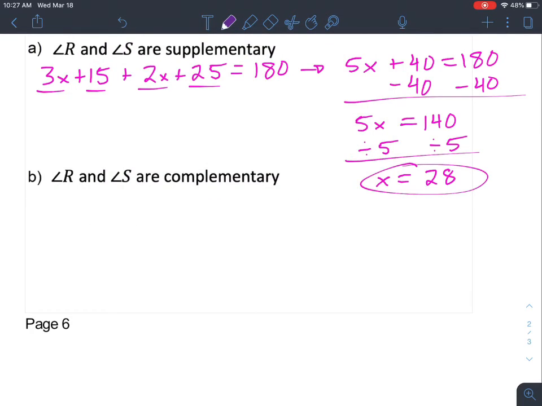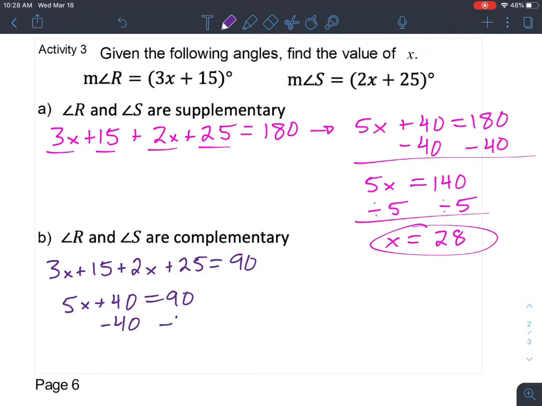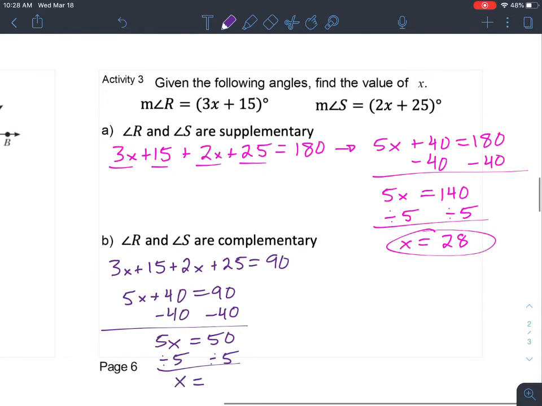Okay, now we are going to solve the second one. We are told now that these two are complementary. So we know that they're going to add together, but this time it's going to be equal to 90 degrees. We already know from before that the left side simplifies to become 5x plus 40. We'll subtract 40 from both sides. We divide by 5. And this time x was going to be 10.